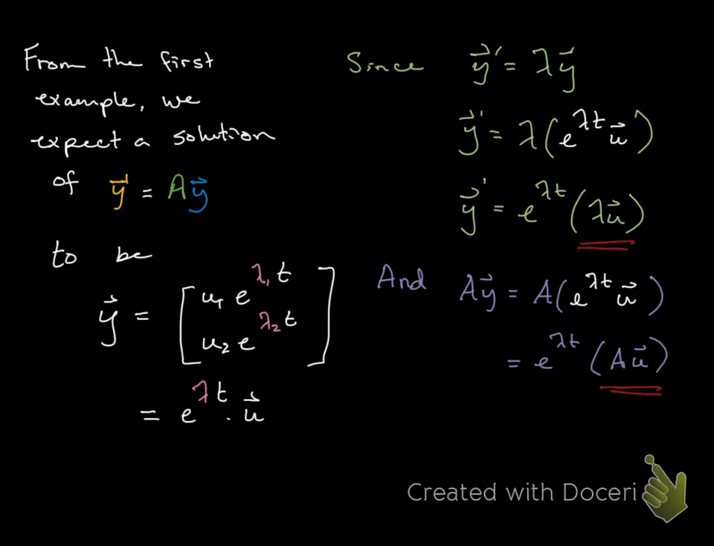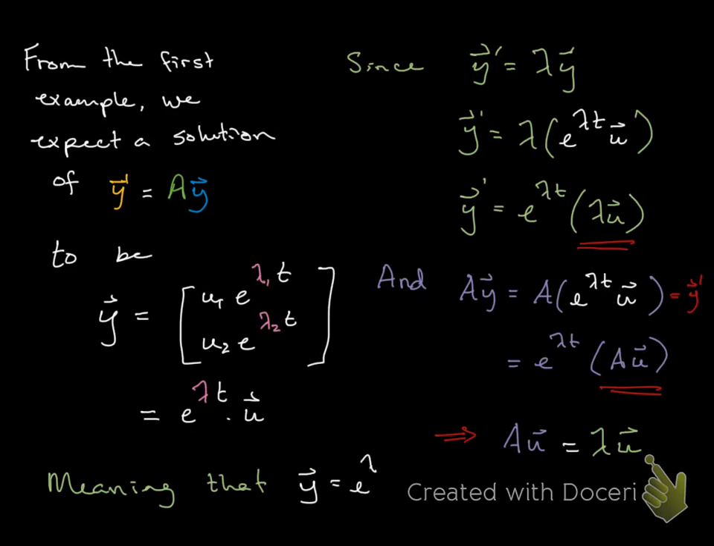These two have to be exactly the same, because both of those equations should be equal to y prime. And if that's the case, Au should be lambda u. This implies that Au should be equal to lambda u. That's exactly our eigenvalue-eigenvector problem. This means that y equals e to the lambda t times u when lambda is an eigenvalue and u is the corresponding eigenvector.